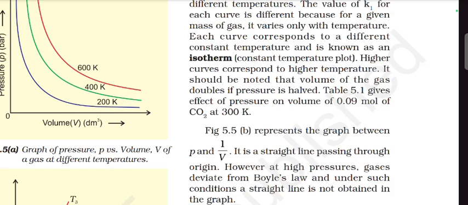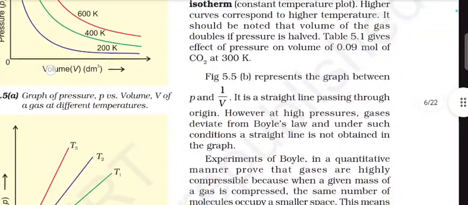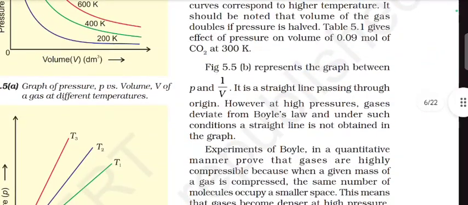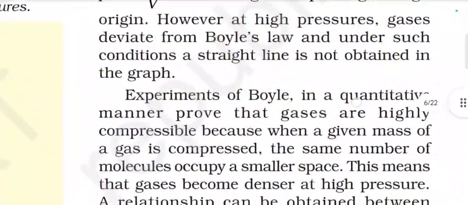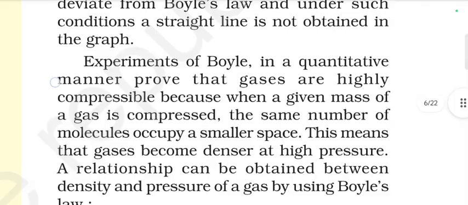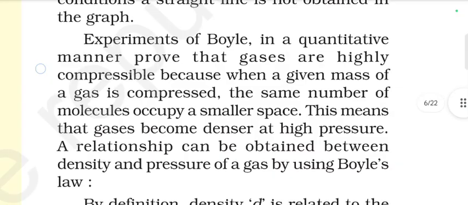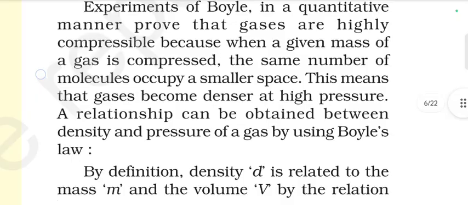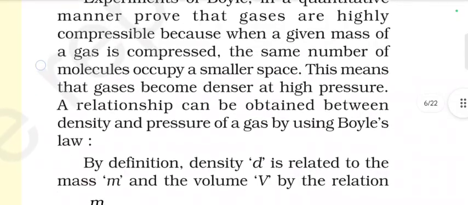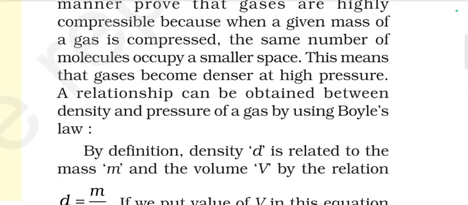Figure 5.5b represents the graph between P and 1/V. It is a straight line passing through origin. However, at high pressures, gases deviate from Boyle's law, and under such conditions, a straight line is not obtained in the graph. Experiments of Boyle in a quantitative manner prove that gases are highly compressible because when a given mass of a gas is compressed, the same number of molecules occupy a smaller space. This means that gases become denser at high pressure. A relationship can be obtained between density and pressure of a gas by using Boyle's law.